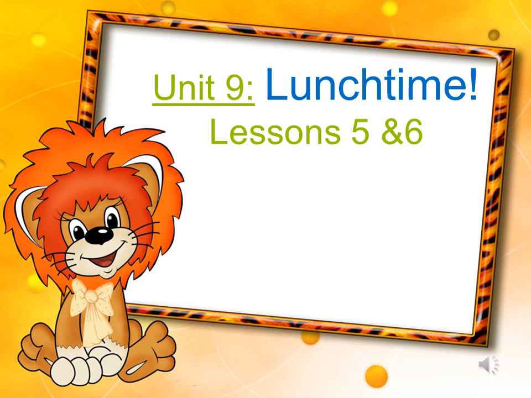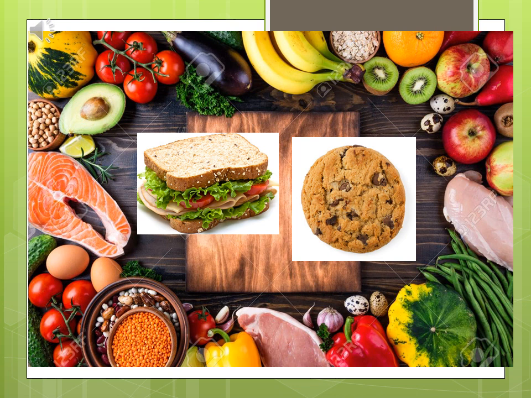Today we continue Unit 9, Lunchtime, Lessons 5 and 6. Now you look at the picture, can you name some fruit or food you have learned? Bây giờ con quan sát tranh và đọc tên một số món ăn và một số loại trái cây mình đã học nhé. I can see banana, orange, apple, cookie, sandwich, tomato, fish, egg.